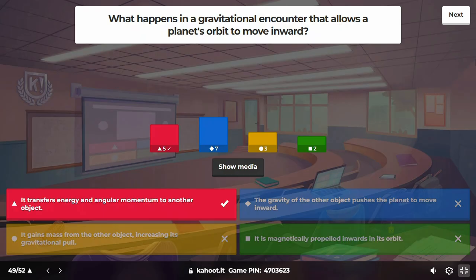So the gravity one is not right because it says the gravity causes you to push something, and gravity is a pulling force, not a pushing force. And then the mass is not going to make it orbit closer to the star, and we didn't talk about magnetic fields at all. So it just has to do with the energy being transferred and orbital or angular momentum being transferred when things interact in their orbits.